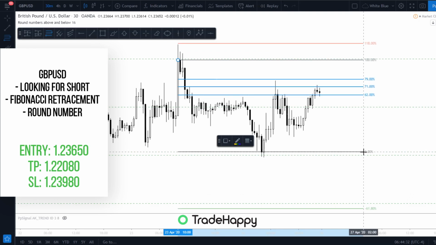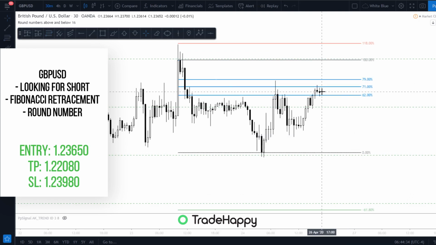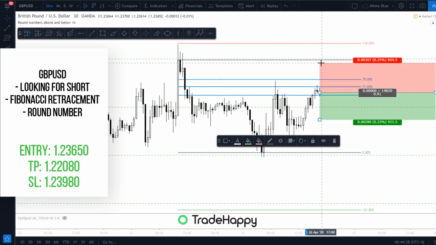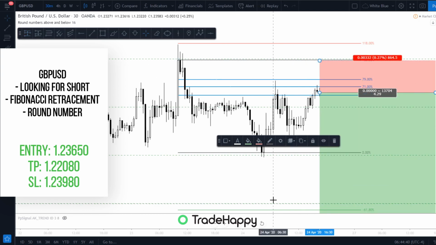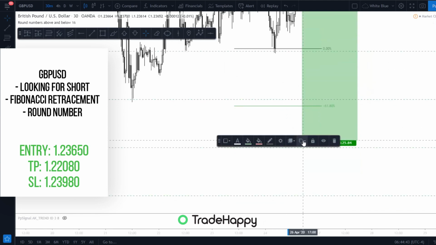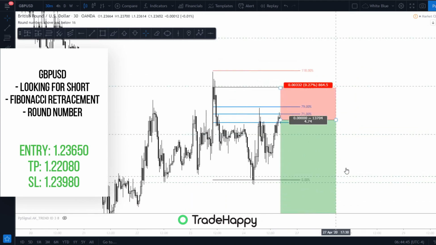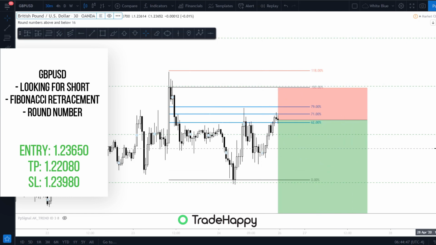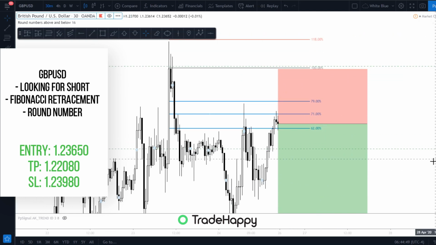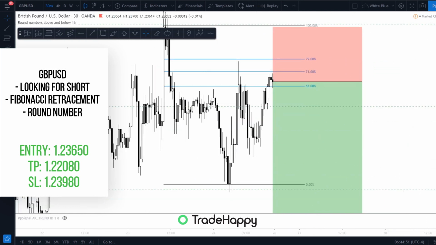So we're doing the Fibonacci, and you could probably just enter the trade right there. Still really nice risk to reward levels. So that is a possible trade for next week. GBPUSD short.